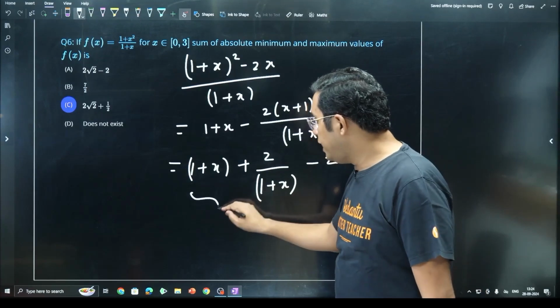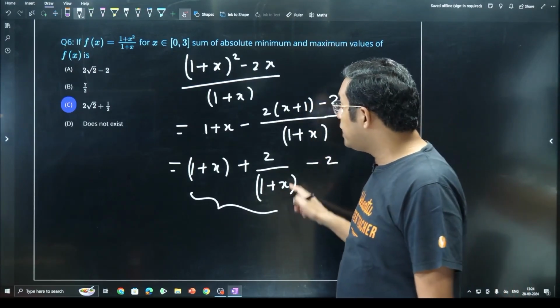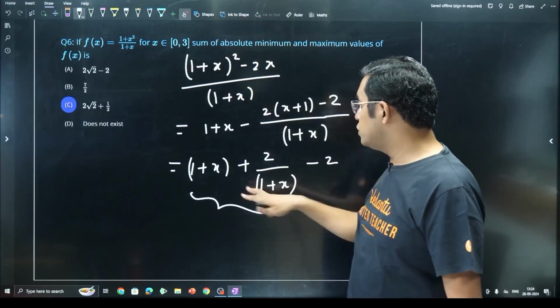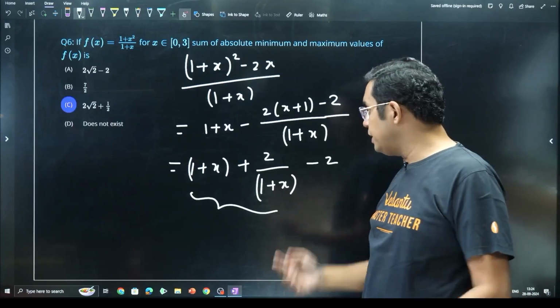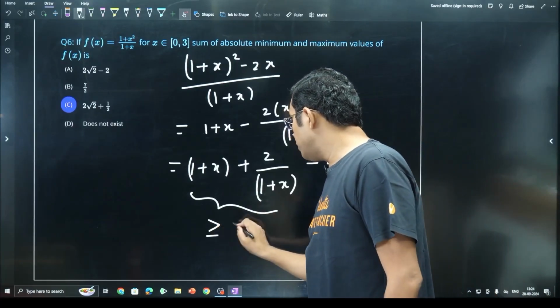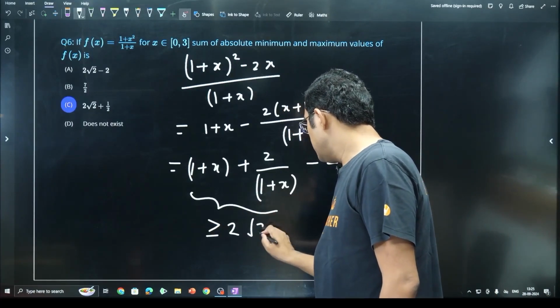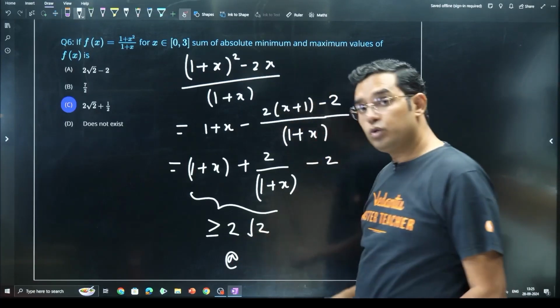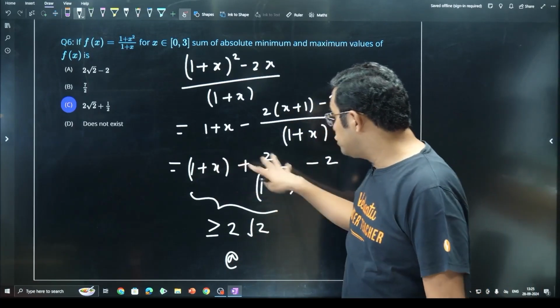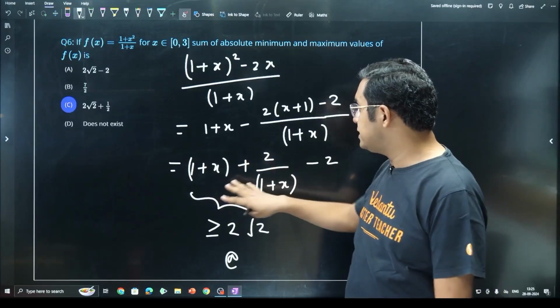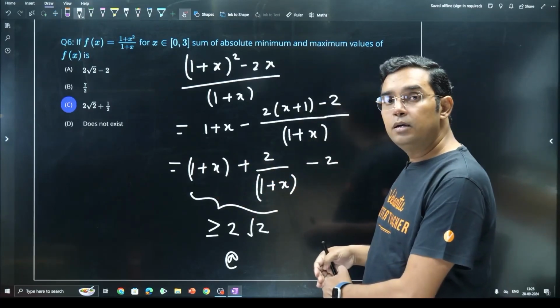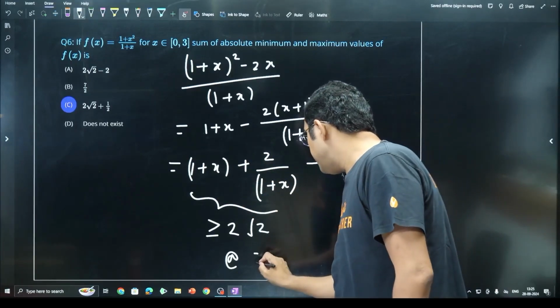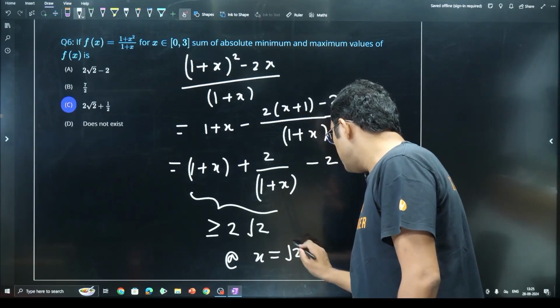And now we can apply AM-GM on this, and you can check for x belongs to 0 to 3, this entire thing is positive, so AM-GM can be applied, and it will be greater than or equal to 2 root 2. So you get the minimum value very easily, and this minimum 2 root 2 will happen when these two numbers are the same. That means 1 plus x equal to 2 upon (1 plus x), which will give you the value of x also, that is root 2 minus 1.